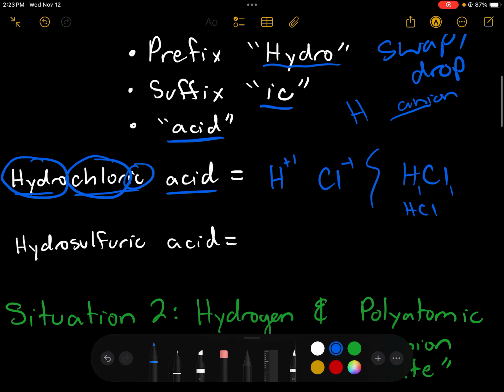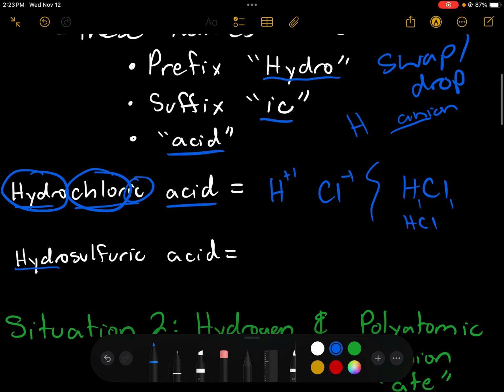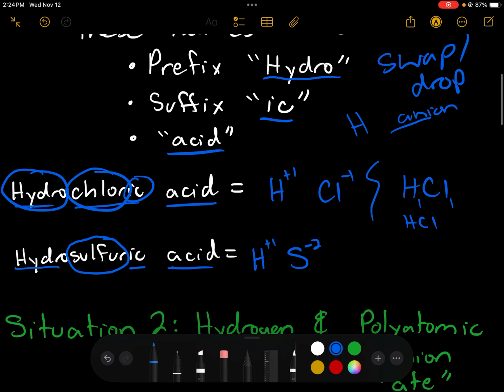Hydrosulfuric acid: I'm seeing the prefix hydro, the suffix ic, the word acid, and my anion's identity is sulfur. So again, I'm going to take hydrogen, which has a +1 charge, and sulfur, which has a -2 charge. I swap and drop those charges, and I end up with H2S as my formula.